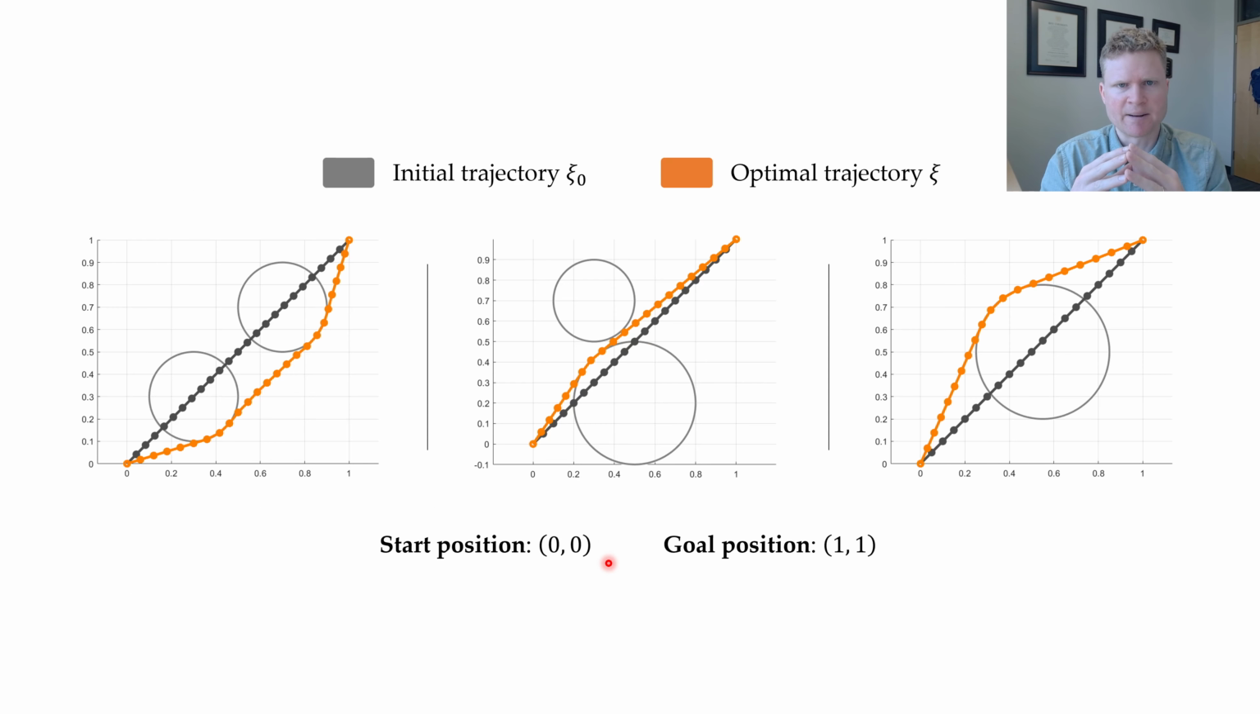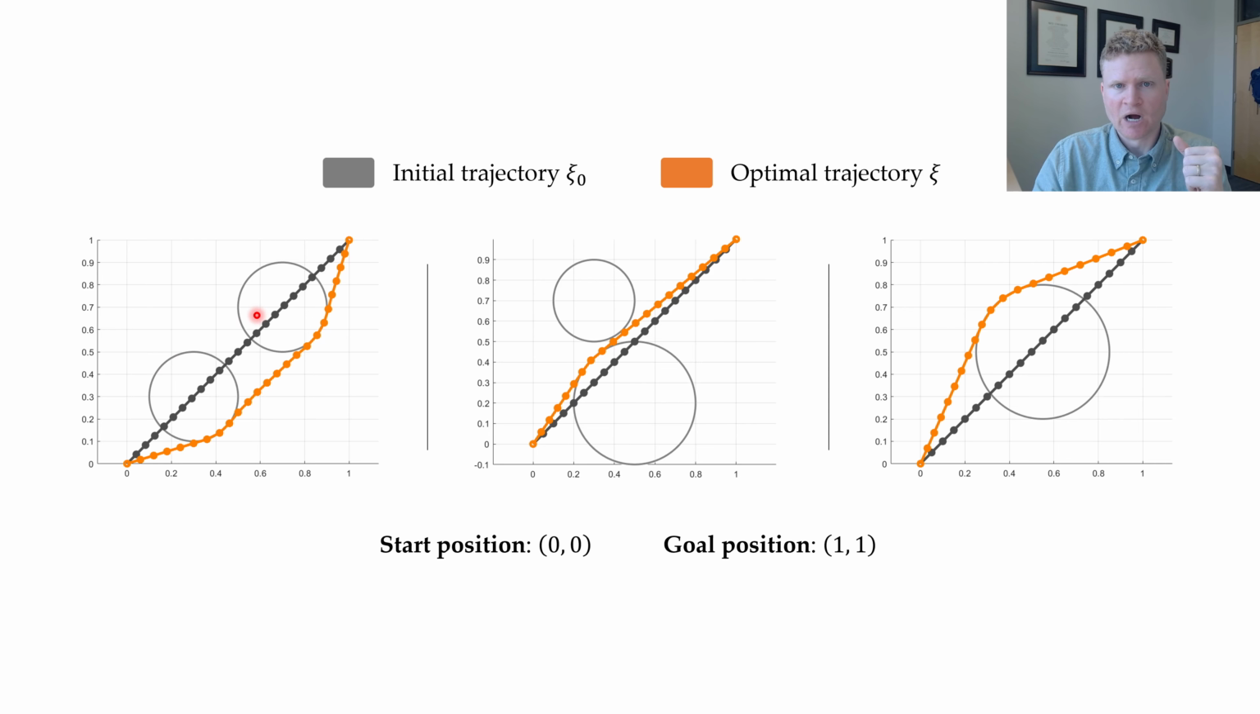Here I'm showing you some examples of the outcomes of trajectory optimization. Let me explain these plots a little bit. In each plot, my robot is starting at position 0, 0, and it's ending at position 1, 1. My robot is just moving in a plane, so I'm just moving in the X and Y axes. I start at 0, 0, and I end at 1, 1.